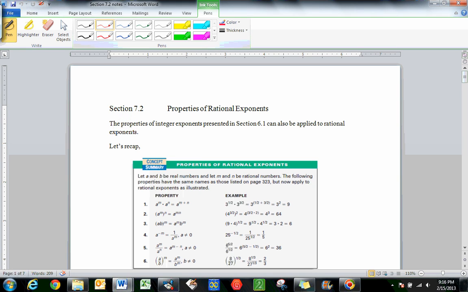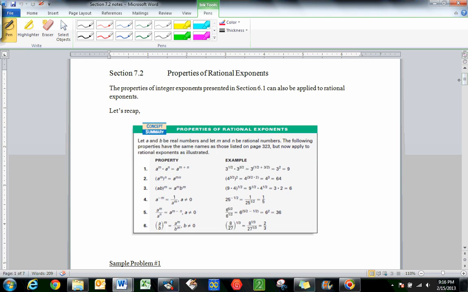Okay, in earlier lessons we reviewed the properties of exponents that you should have learned in Algebra 1, and then in the last lecture we introduced the concept of a rational exponent to you. Basically, rational exponents are exponents that can be written as fractions. Rational exponents have all the same properties as integer exponents, which we learned back in Algebra 1.